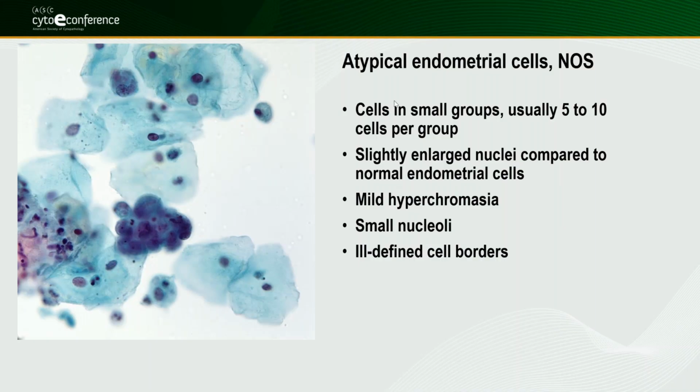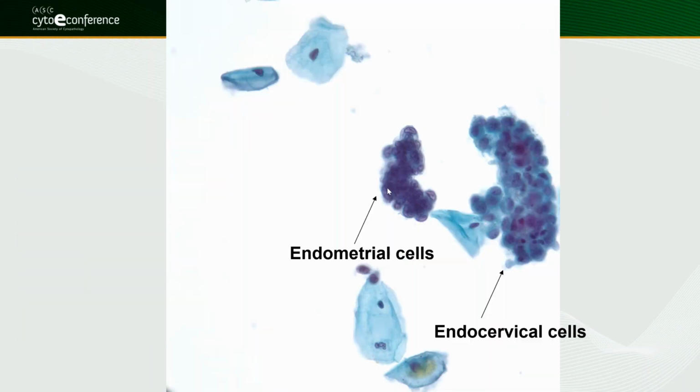So what are the criteria then for atypical endometrial cells? We know it's already, architecture-wise, crowded, right?